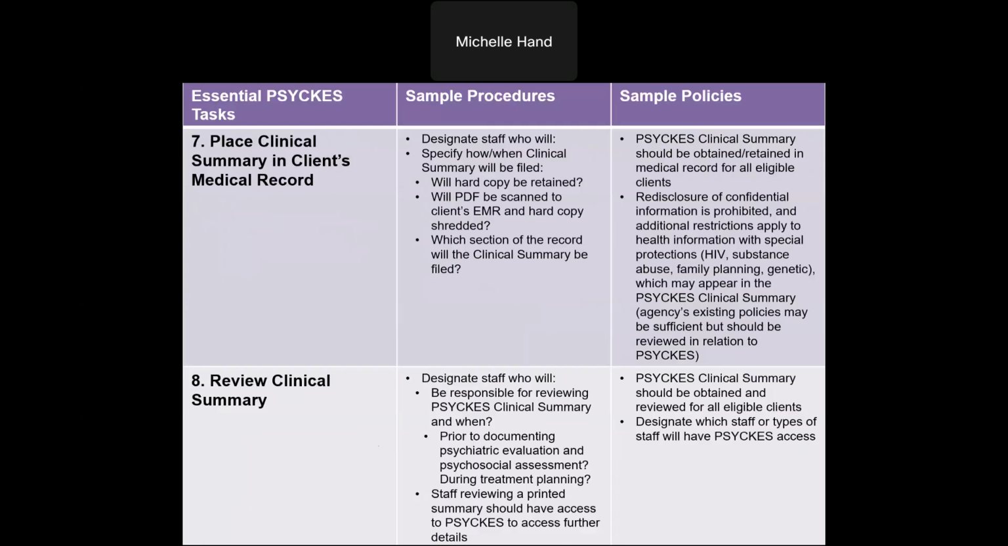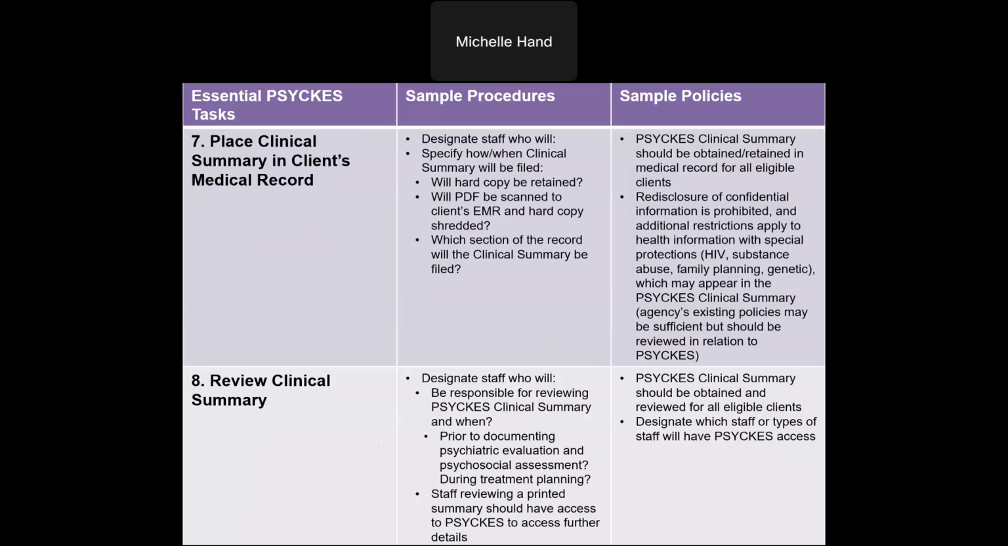Will the PDF export be scanned into the EMR and the hard copy shredded? Which section of the record within the clinical summary would be filed? Those are just some questions to think about. And some sample policies we have are the PSYCKES clinical summary should be obtained and retained in the client's medical record. Then redisclosure of confidential information is prohibited, and additional restrictions apply to that specially protected data we discussed earlier, which may appear in that client's clinical summary.